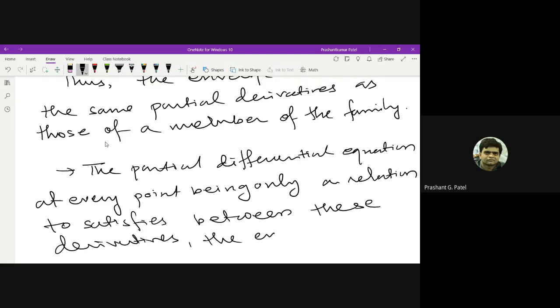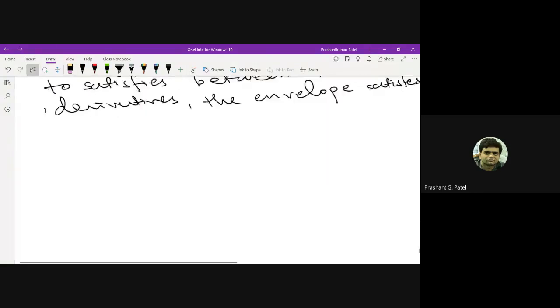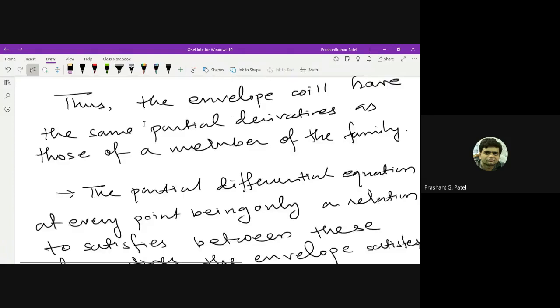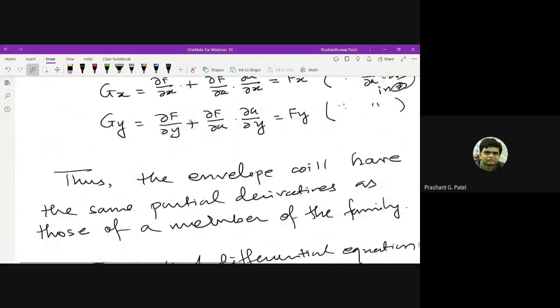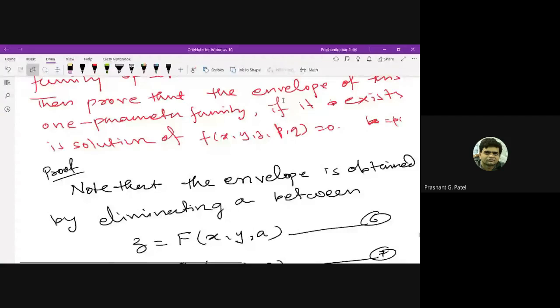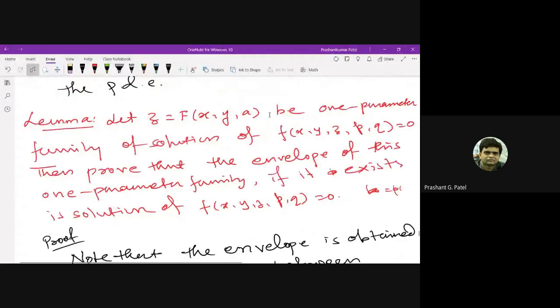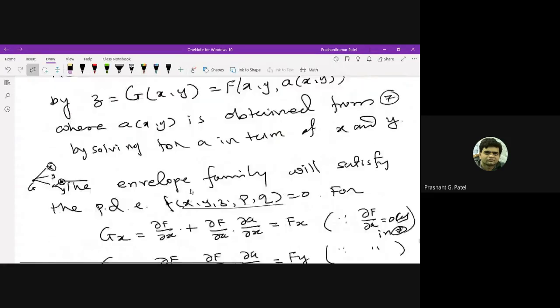Thus the envelope satisfies the PDE f of x, y, z, p, q equal to 0. This completes the proof of the lemma. In the lemma, we have to prove that this family, whatever the family, obtained by eliminating a, will satisfy the differential equation. That we have proved because the derivatives are the same.